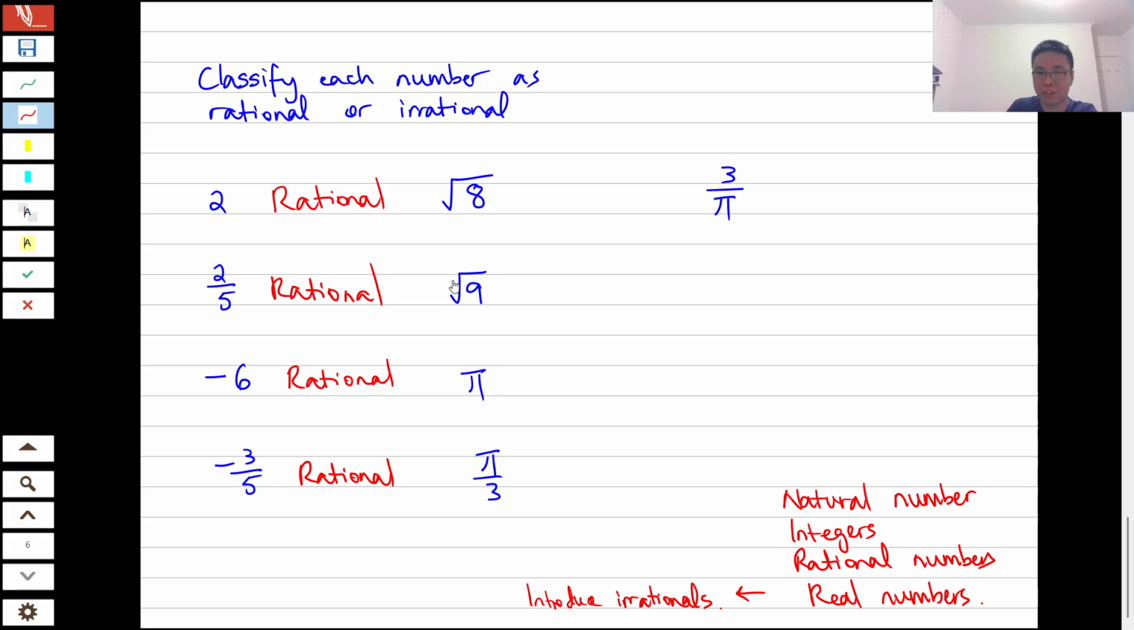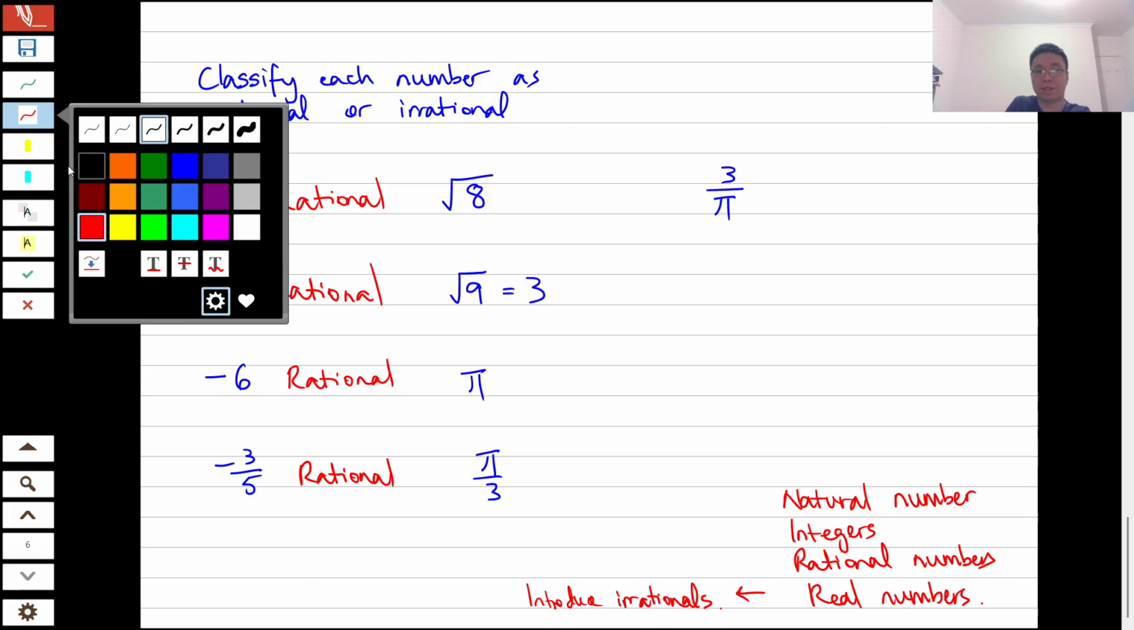Okay, I'm going to start with root 9. Is there a number which, if I multiply it by itself, gives me the number 9? The answer to this question is yes. And that number is 3. If I square the number 3, I get 9. So even though there's a square root symbol, this is actually simplified to the number 3, and 3 is a natural number, which means it is rational.